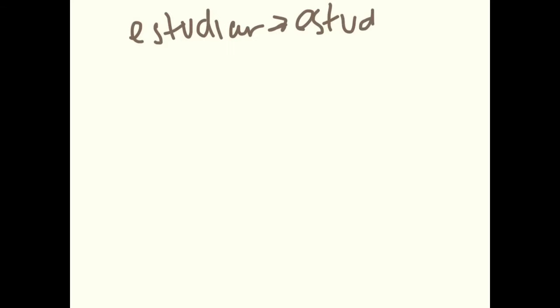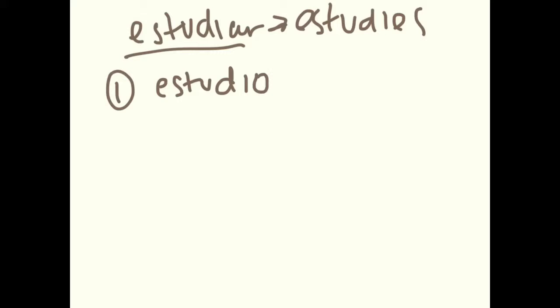Now to conjugate from estudiar into estudies, there are 3 steps that we take. The first one is you conjugate estudiar into the yo form. And this pattern is the same for all regular present subjunctive verbs. So you go from estudiar to estudio, putting it into the yo form.